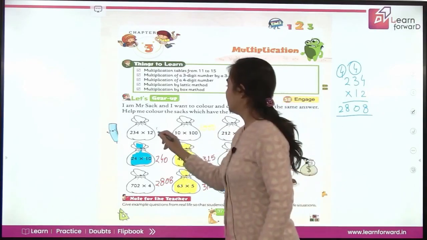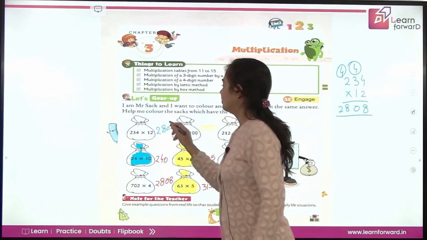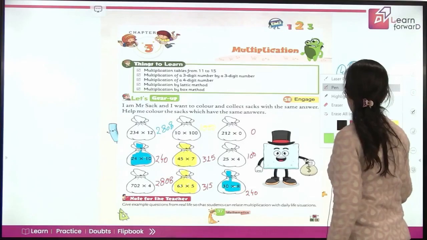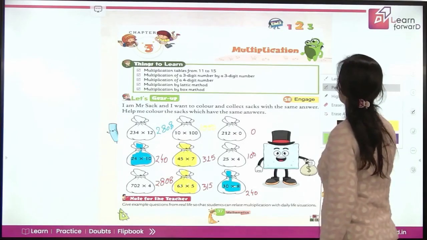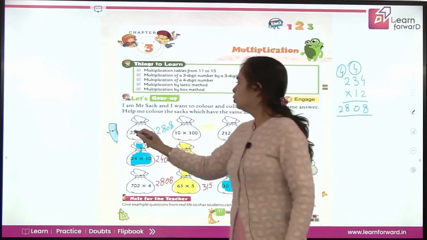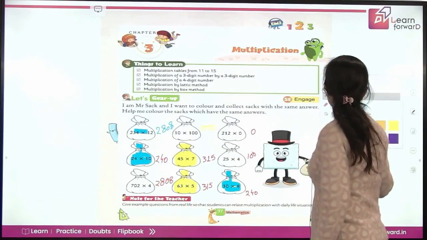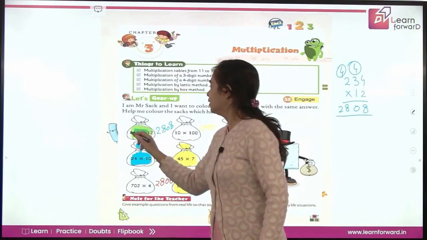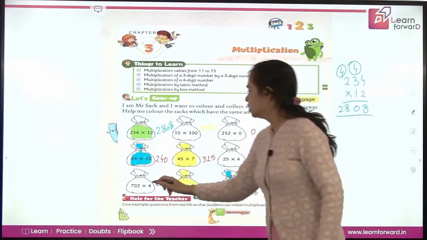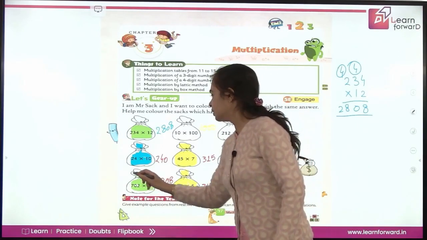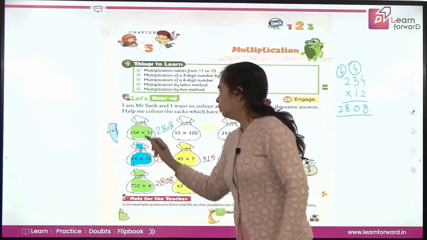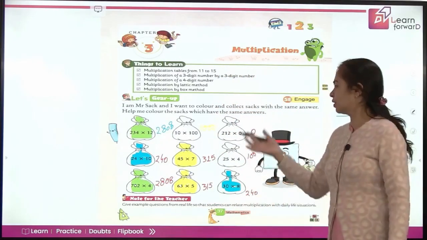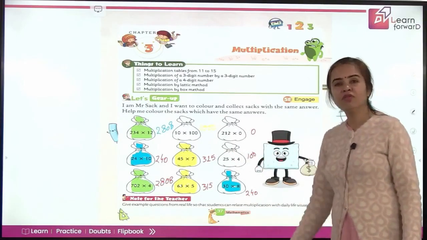And what do you have to say now? Again, you have two sacks with the same answer. And what is that? That is 2808. This one, I'm marking it green, and another one is 2808. Right? So the sacks with the same colors have the same products and the rest are different.